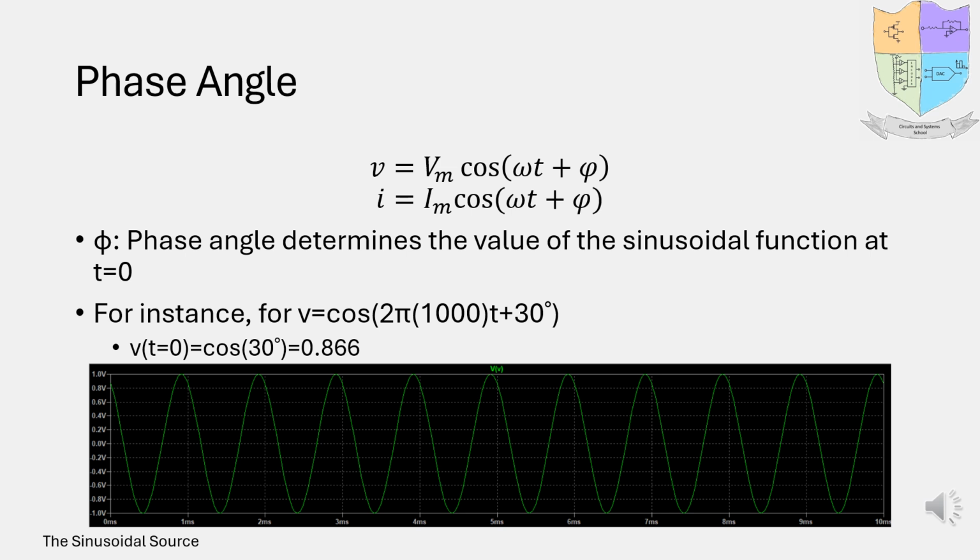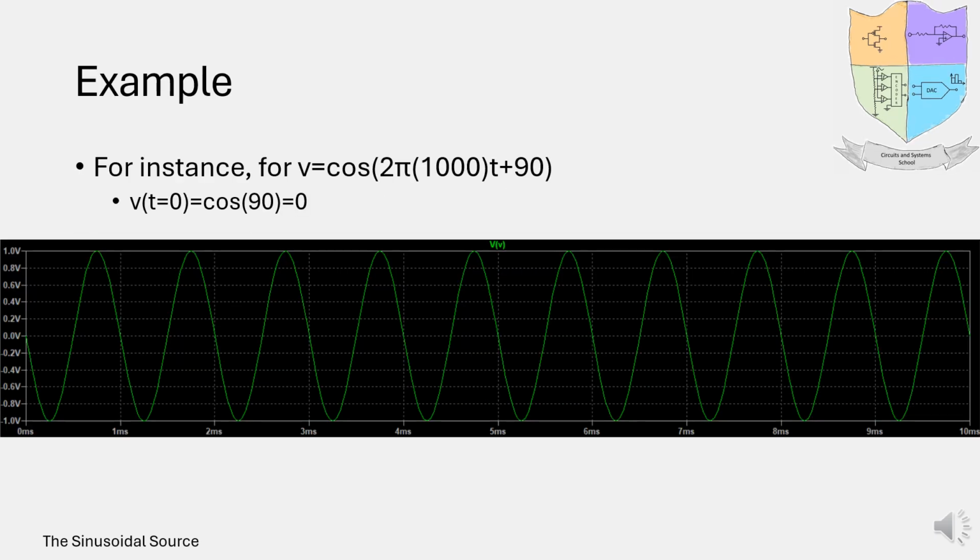Another parameter of a sinusoidal function is its phase angle, which determines the value of the sinusoidal function at time 0. The plot of the sinusoidal function that you saw in the previous slide had phase angle of 0. Here, you can see it with the phase angle of 30 degrees. The other parameters are left unchanged. Here you can see the same sinusoidal function but with a phase angle of 90 degrees.